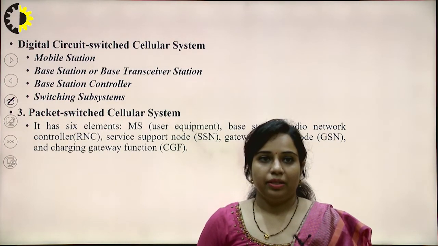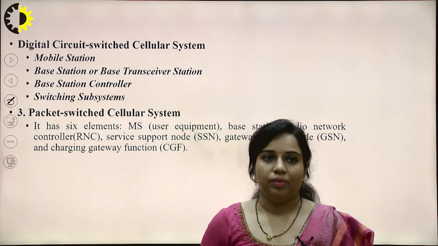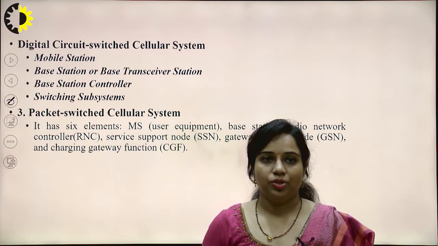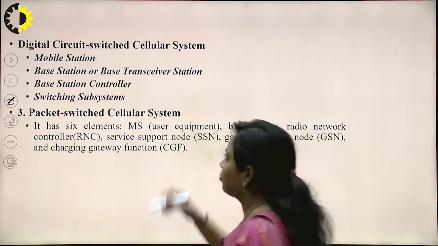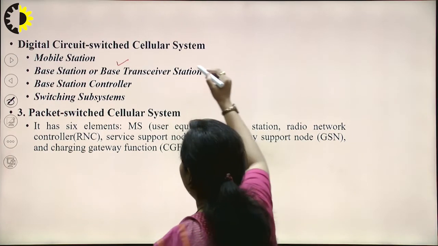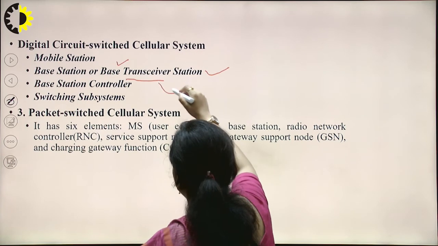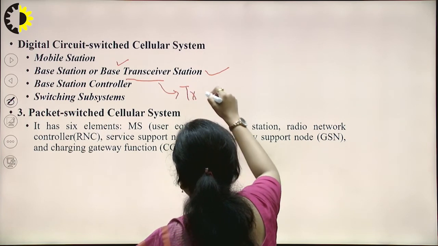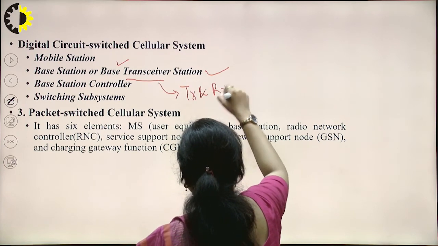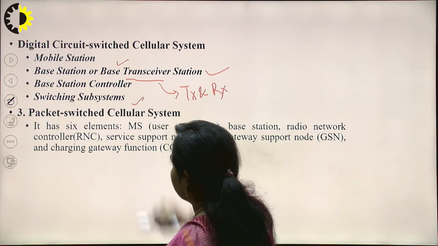Next is the digital circuit switched cellular system. In case of this digital circuit switched cellular system, it is known as the mobile station, base station, or the base transceiver station. Transceiver means transmitter and receiver. Then the switching subsystem is there.